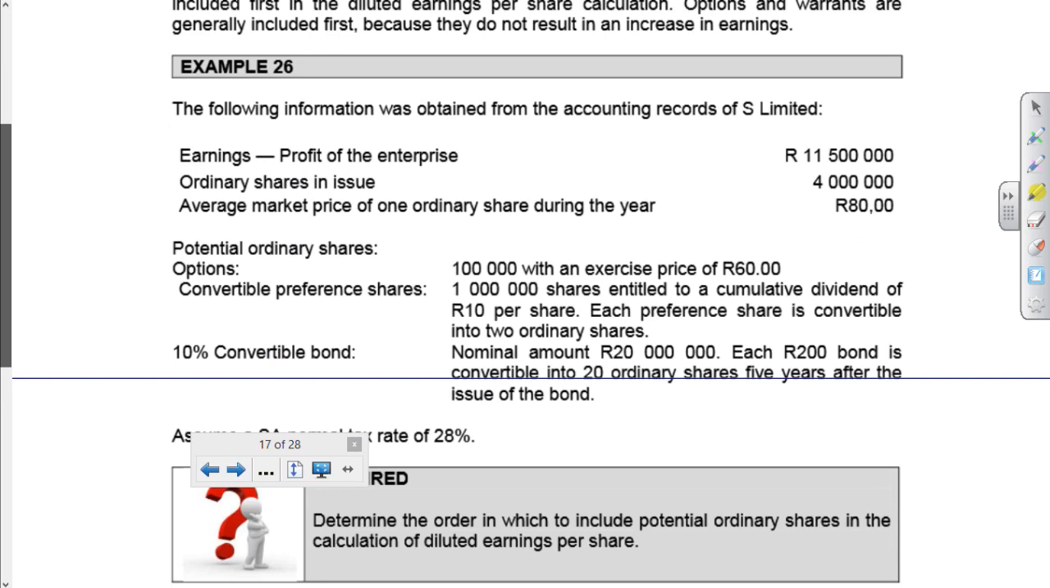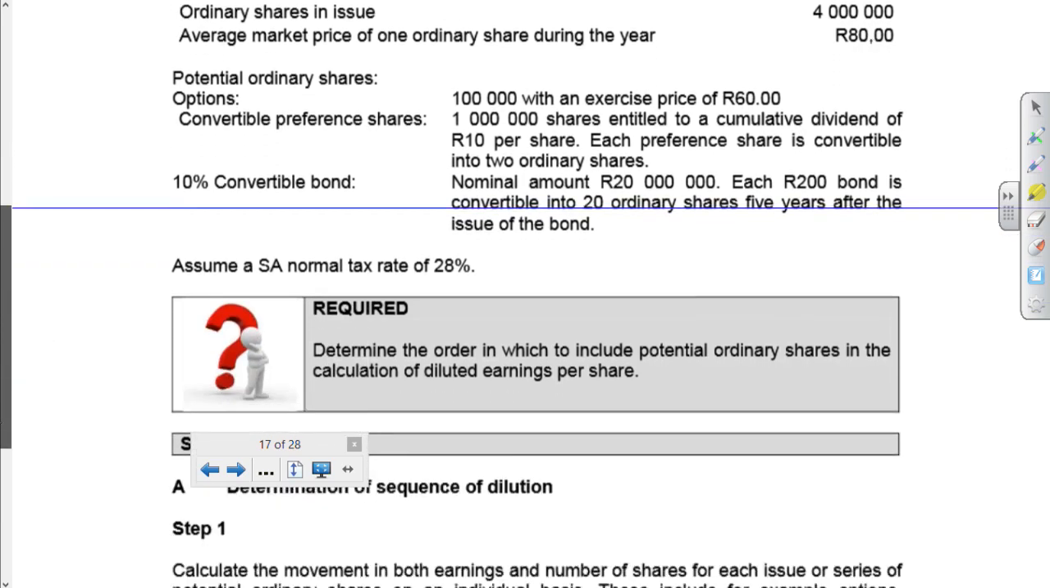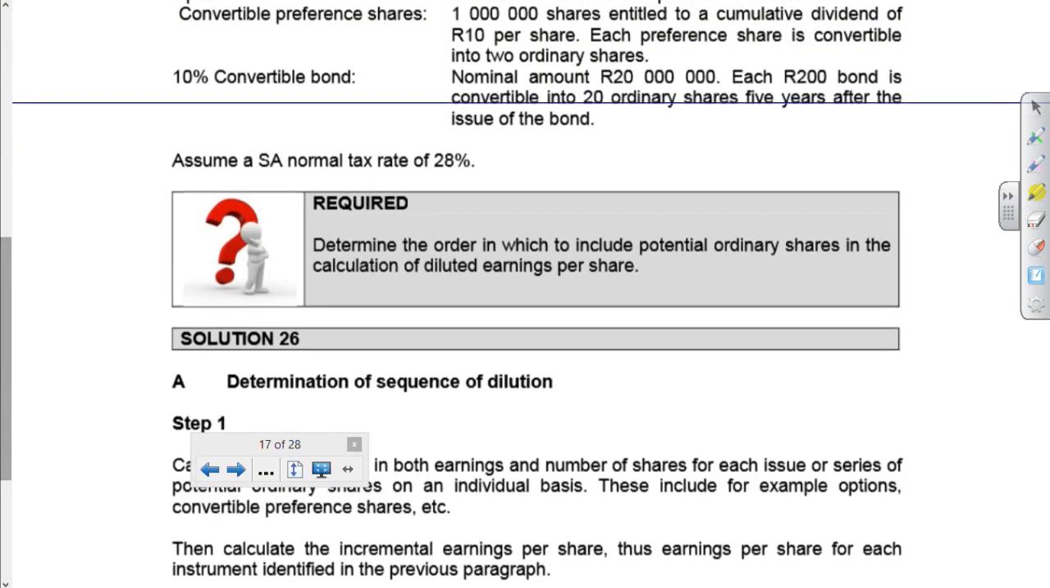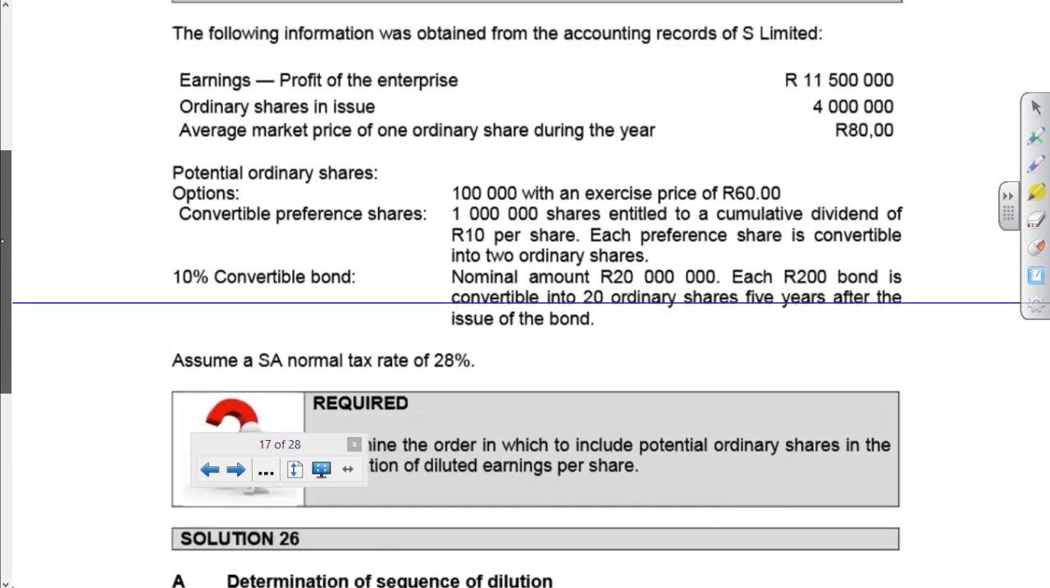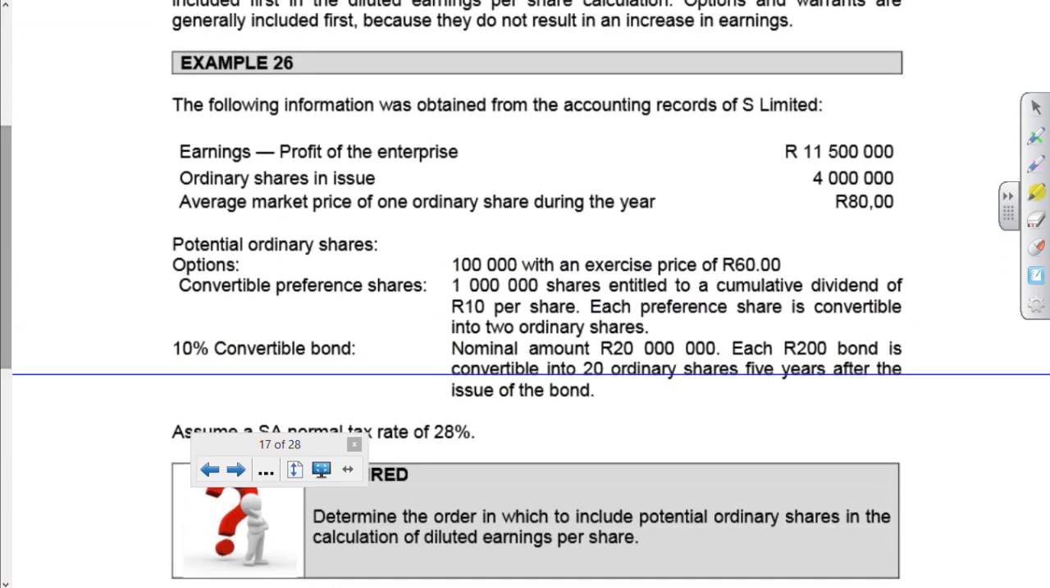It's a simple example. They have 3 instruments: options, prefs, and a bond. And all they've done is first work out those exact numbers that you've just worked out for the 3. So if we just do them together quickly.